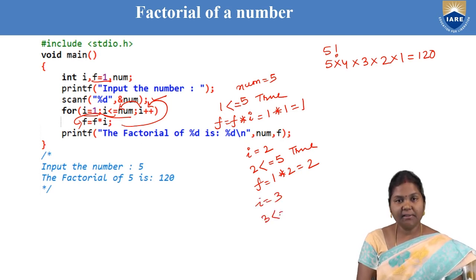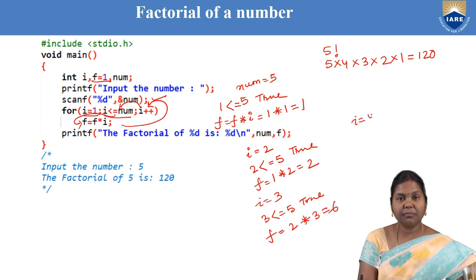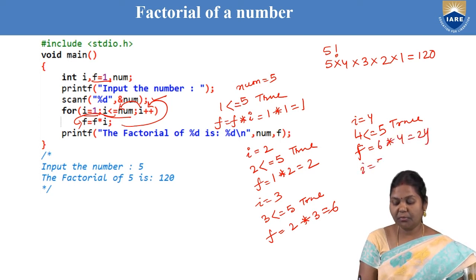Repeat this process for i is equal to 3. 3 is less than or equal to 5. Yes, true. Then compute f into i: f is 2 and the i value is 3, so it becomes 6. Now the i value becomes 4. You find that 4 is less than or equal to 5. Yes, it is true, so compute the f value. f is f into i, 6 into the i value 4, it becomes 24. And the fifth time, when i is equal to 5.